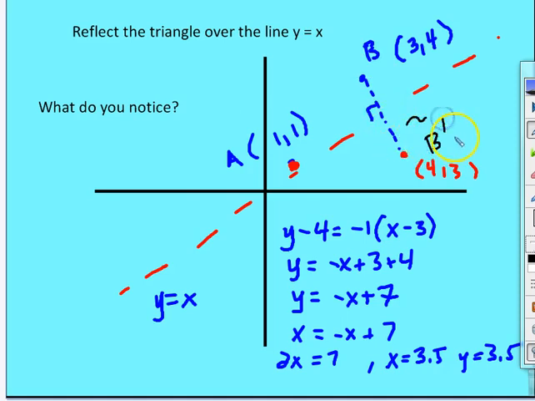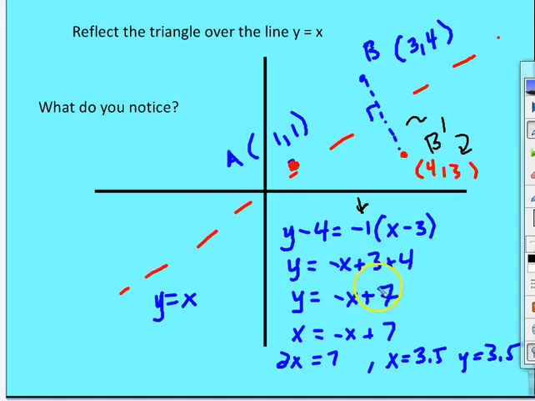And I don't know what B prime is yet. I mean, I do, but I want to prove this first. So B to B prime, we know, is perpendicular to the line y = x. So I know that the slope of B to B prime is going to be -1. So I can use point-slope form and the value that I know for B to create an equation. So y minus 4 is equal to -1 times (x minus 3). And I'm going to rewrite this in slope-intercept form by simplifying. y = -x + 7.